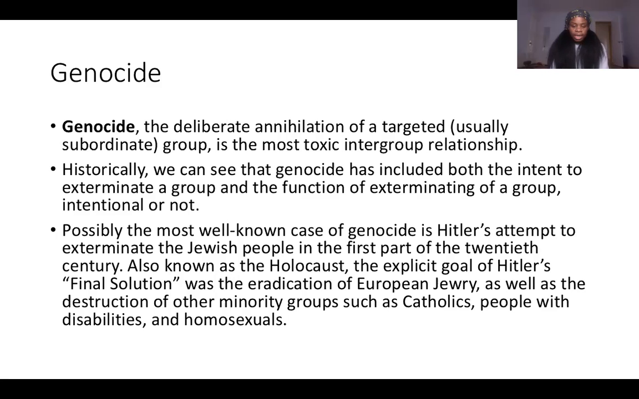In the Holocaust, it was Hitler's attempt to eradicate minority groups such as Catholics, people with disabilities, homosexuals, and that's not all, guys. If you read Hitler's Mein Kampf, which I read in grad school, he was also very fascinated with the Black body, especially after, I forget which Olympics it was, but these track runners. So they also got rid of Blacks.